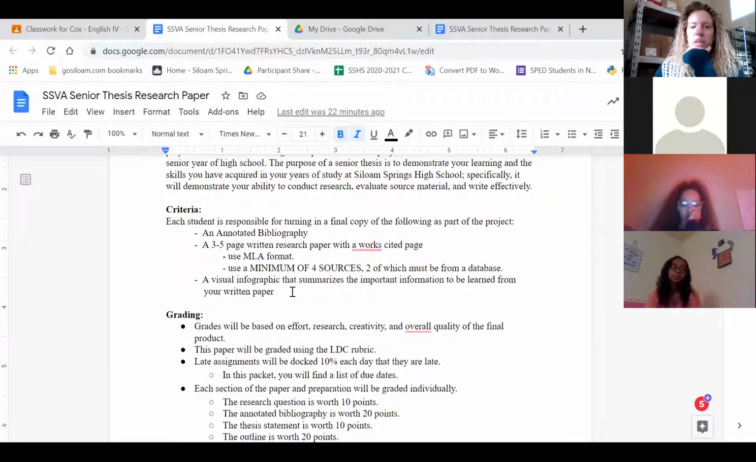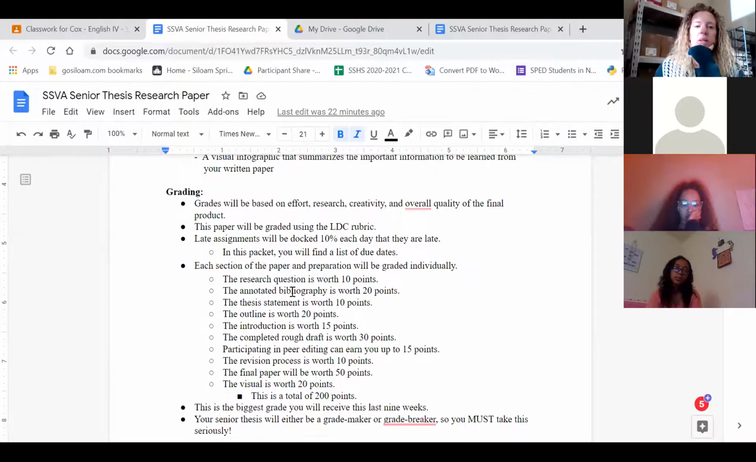You will also have a visual infographic that summarizes the important information to be learned from your written paper. So you will have a visual aspect as well, along with your written paper, okay? All right, so the grades will be based on your effort, your research, your creativity, and overall quality of the final project. So you're going to be graded on everything, okay?